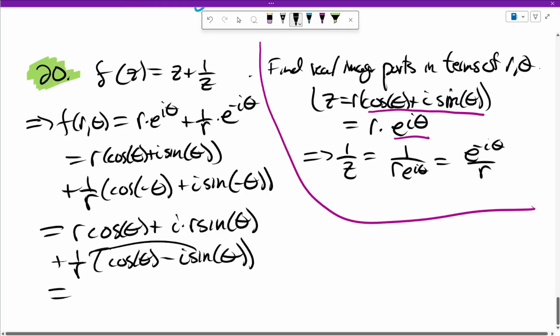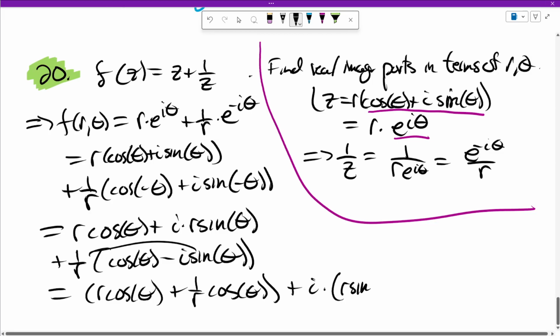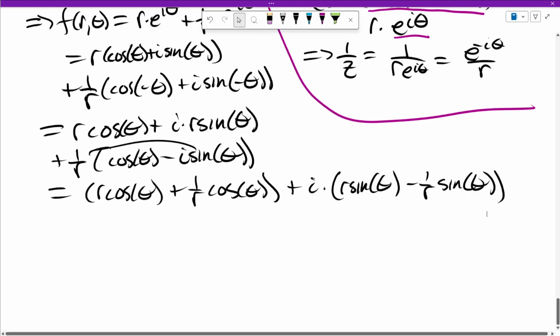So we'll have to multiply our 1 over r in now. Let's multiply it in and collect terms in one go. We're going to have as our real part from the first term r cosine, and from the second one 1 over r cosine. And then what's our imaginary part? Our imaginary part is r sine for the first one, and for the second one it's going to be negative 1 over r sine, which we can even simplify a little bit more.